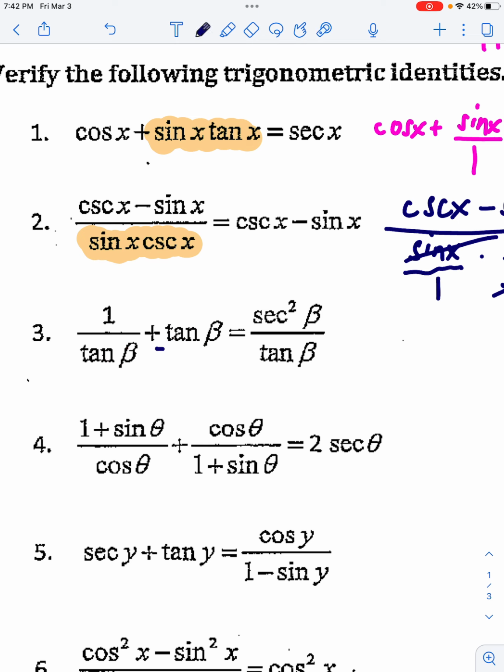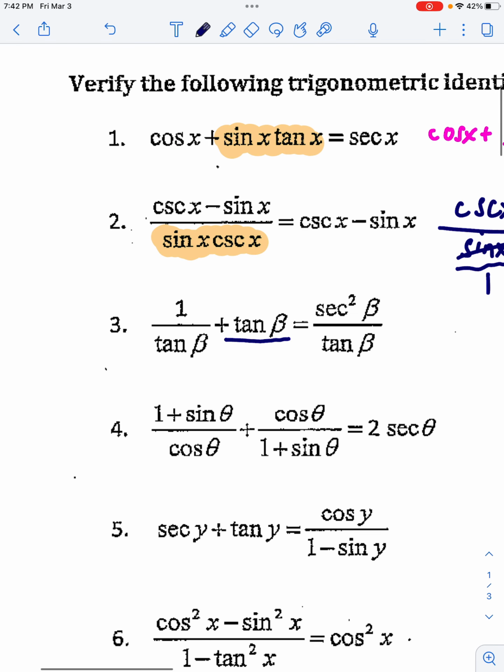So let's change this tangent beta. Beta is this little B-looking symbol here. It's a Greek letter. It's just a variable like any other variable. It's just fancy. So let's change that tangent beta to a tangent beta over 1. And then my common denominator is just going to be my 2 denominators multiplied together. So I've got to multiply the top and bottom of this fraction by tangent beta over tangent beta.